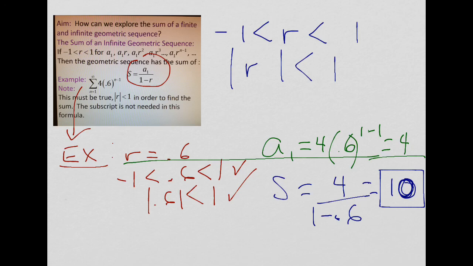All right. Like I said, the subscript is not needed in the formula. I do see students put an infinity sign here. It's really not necessary. It's understood that that is the entire sum.